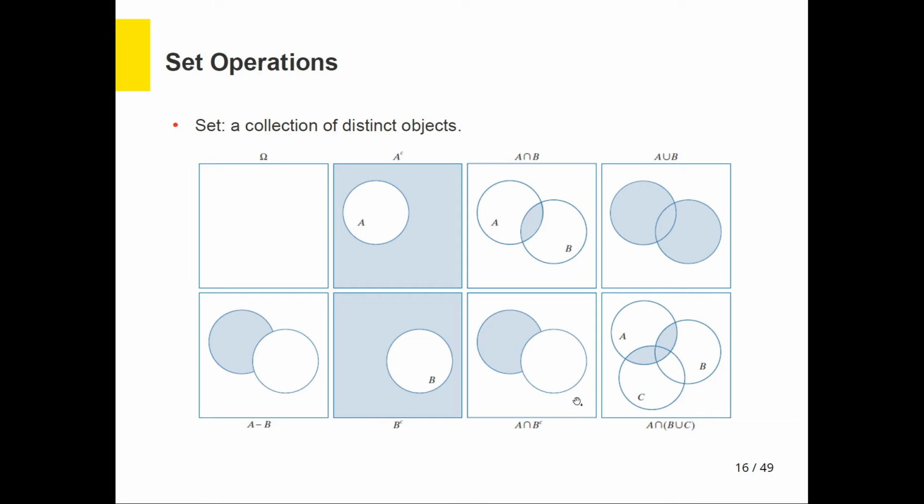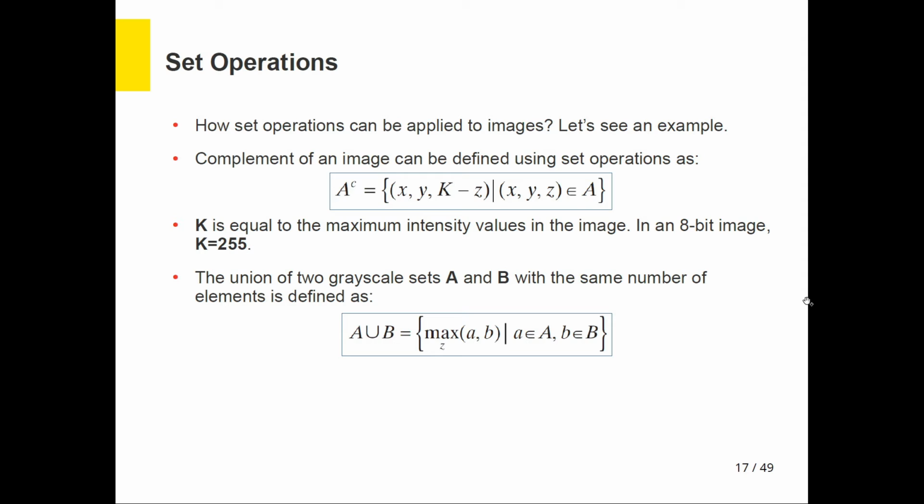Then we can define the concept of intersection with the complement, which is equivalent to the subtraction. And finally, we can even create much more complex relationships. For example, here we have sets A, B, and C, and here we find the intersection of A with the union of B and C. So these graphs are called Venn diagrams, and they are very useful when we want to analyze or produce equations based on sets.